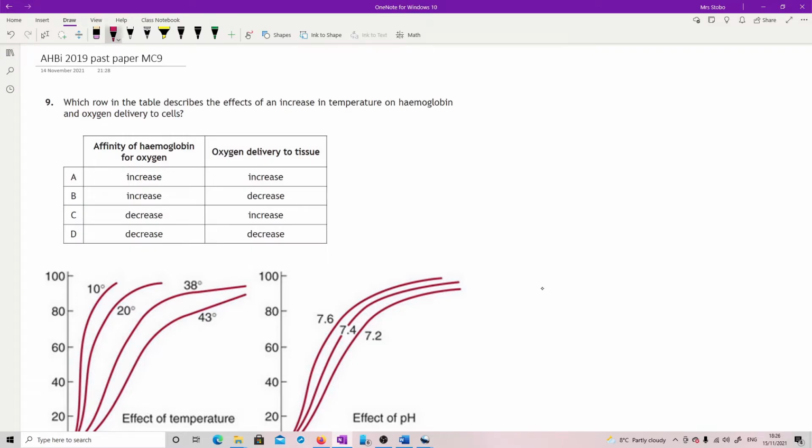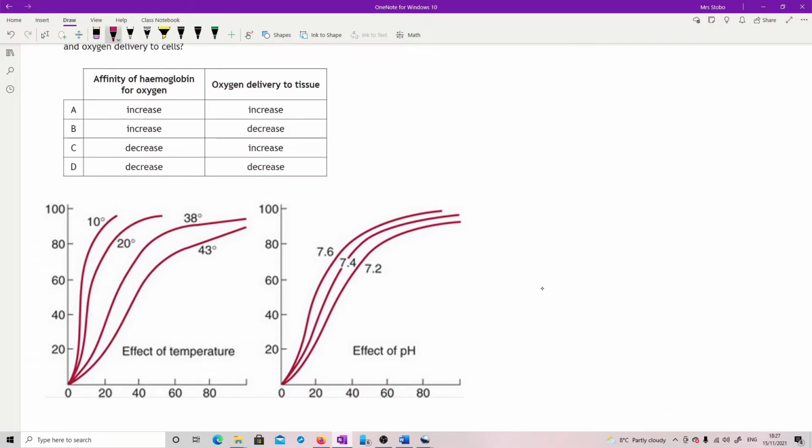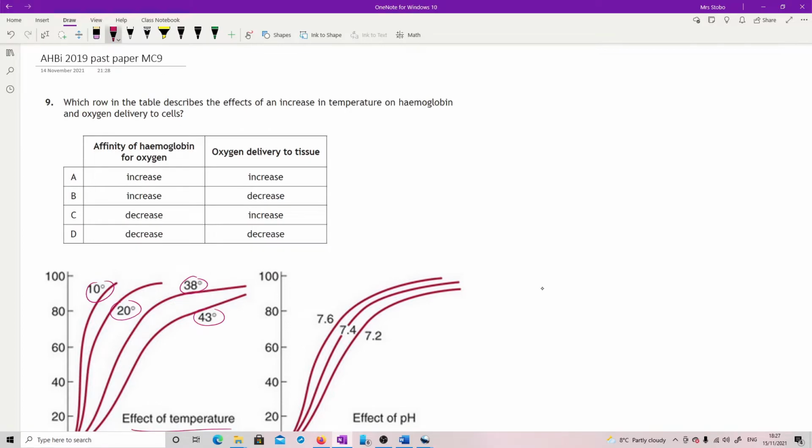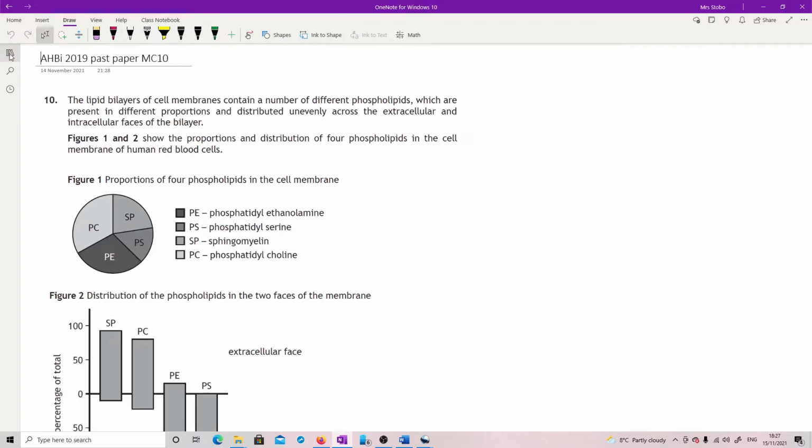Question 9, you'll notice I pulled another thing for this again because it's one that I think is easier to see in a picture. Which row in the table describes the effect of an increase in temperature on hemoglobin and oxygen delivery? So if I just spin this down a little bit, here's the effect of temperature on this one. As I increase my temperature, going down these lines here, I'm having a decreased affinity for oxygen, which means that I'm going to drop off more oxygen rather than hold it in. So what I'm looking for here is decreased affinity but an increased delivery to tissue. Just checking where we are for that one. Yeah, definitely C.